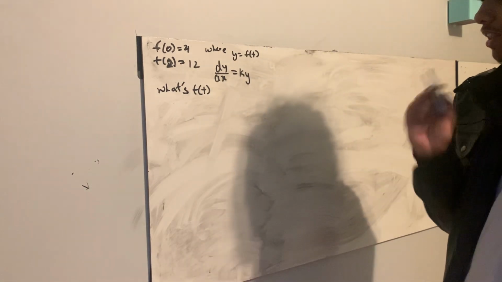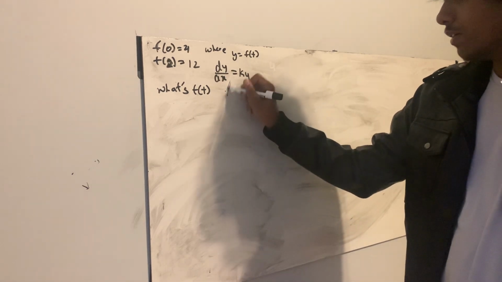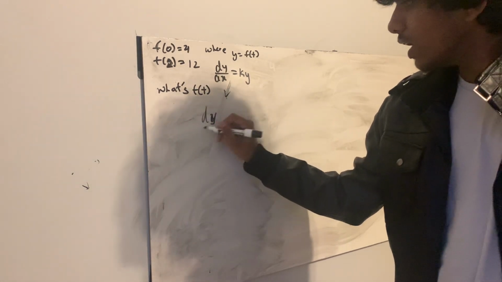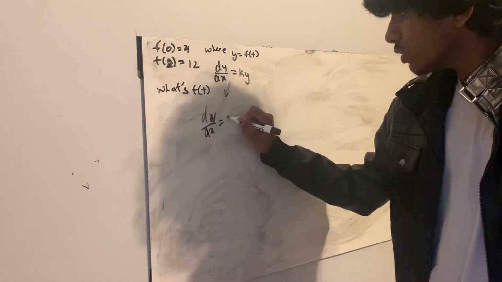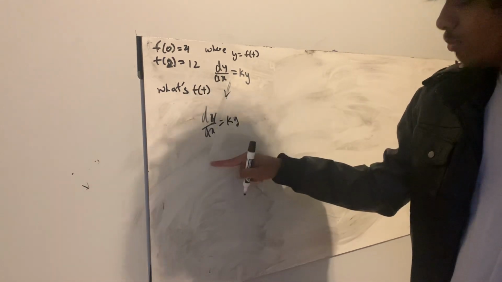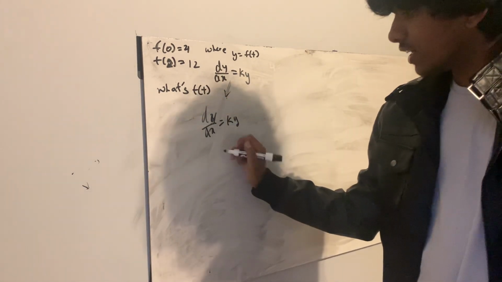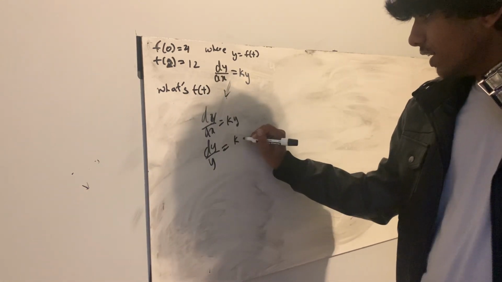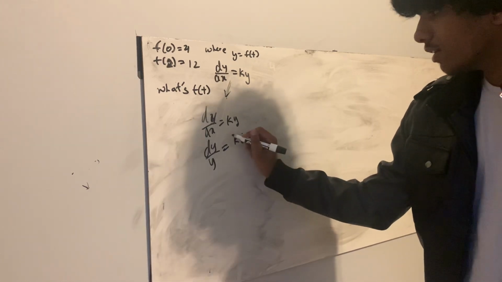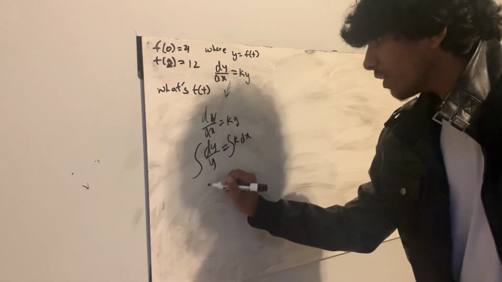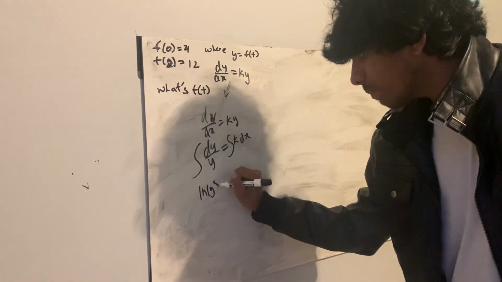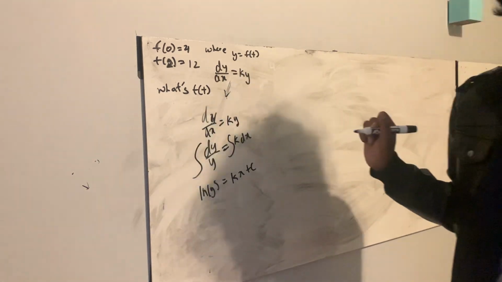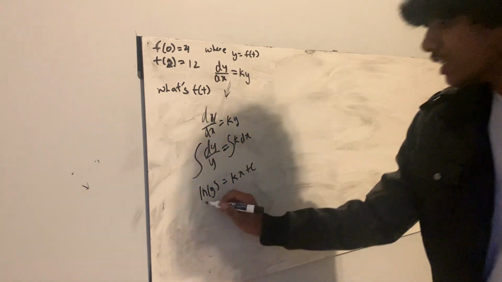So let's first solve this differential equation and see where we can get. dy over dx equals ky. Let's divide by y on both sides and multiply by dx on the other side. We're going to get dy over y equals k dx. Okay, time to integrate. We're going to get natural log of y equal to kx plus c.